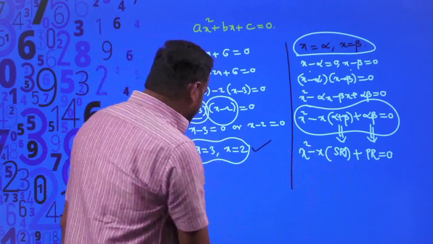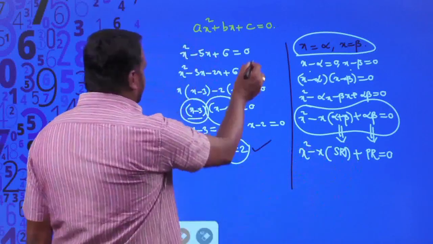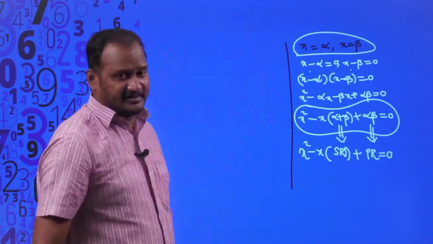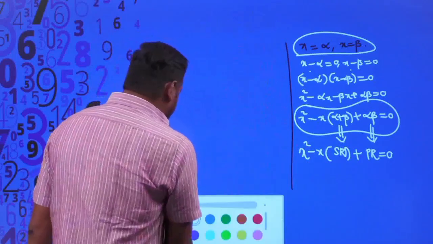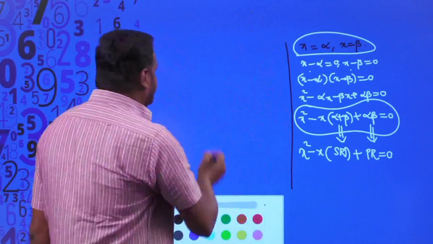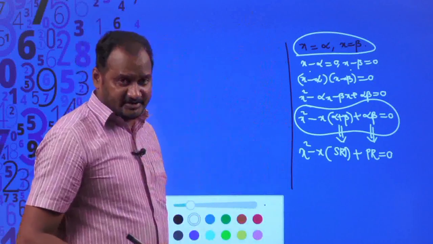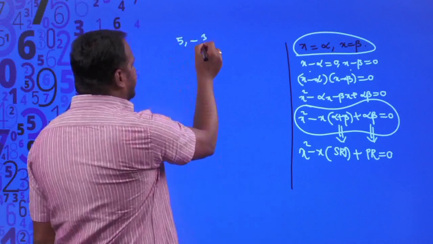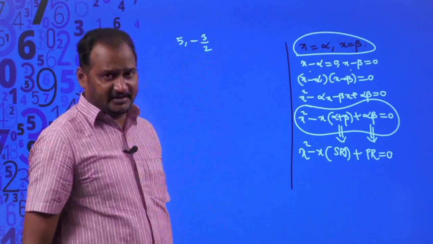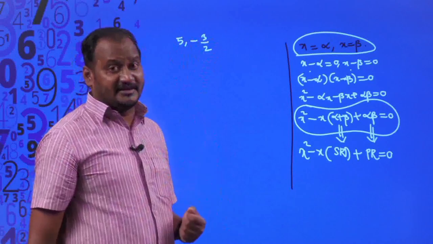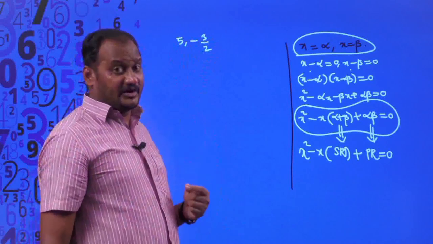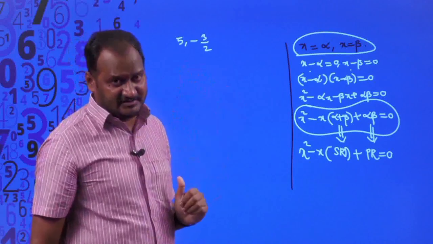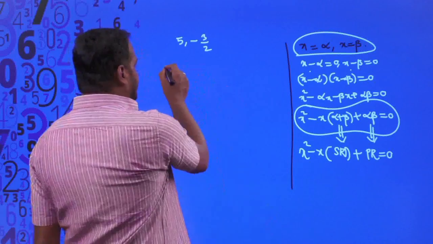Let us take one example to understand this concept. I just want to find the quadratic equation when the roots are given. For example, find a quadratic equation whose roots are 5 comma minus 3 divided by 2. Okay, 5 is one root, minus 3 by 2 is the other root. Then what is the quadratic equation whose roots are 5 comma minus 3 by 2? That is my question. Now I am going to answer this.